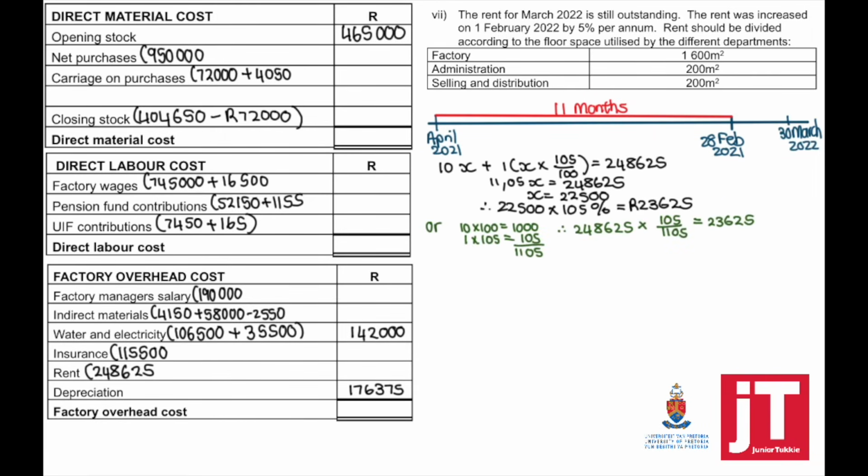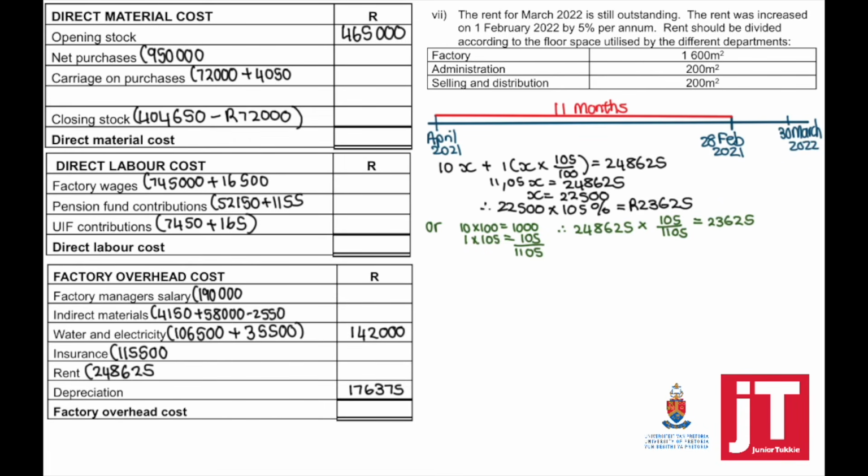Another method that you can use, we can say for 10 months, it was at 100%. For 1 month, it was at 105%. If I'm using this method, I can get the answer which I'm looking for. What was the amount after the increase? Because then we're just going to say times 105 divided by 1,105 times the total rent. It will provide you with exactly the same answer.